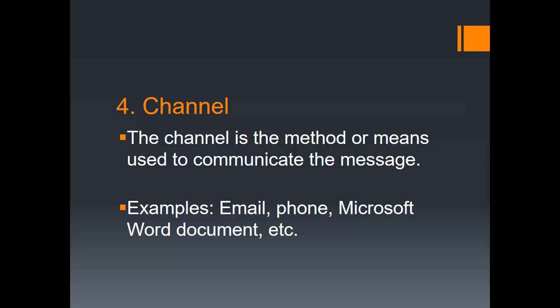So let's say, for example, you're driving and you have a flat tire and you pull over on the side of the road and you send a text message to your sibling and ask them to come and pick you up. In that scenario, you would be the sender, your sibling would be the receiver. The message you're sending is the message that you've had a flat tire and you need them to come and pick you up. And let's say you're using your cell phone to send that message. Your cell phone would be the channel. Your cell phone would be the method or means that you're using to communicate the message.